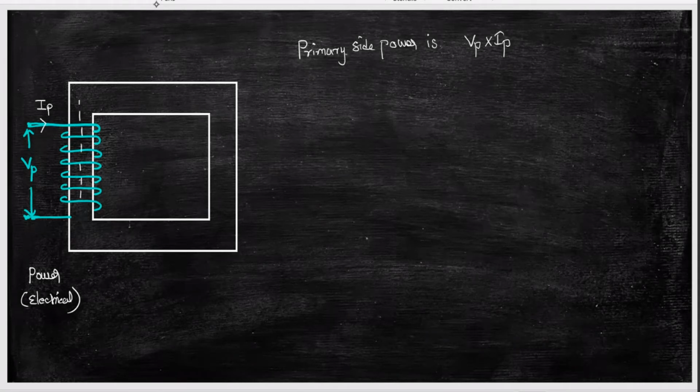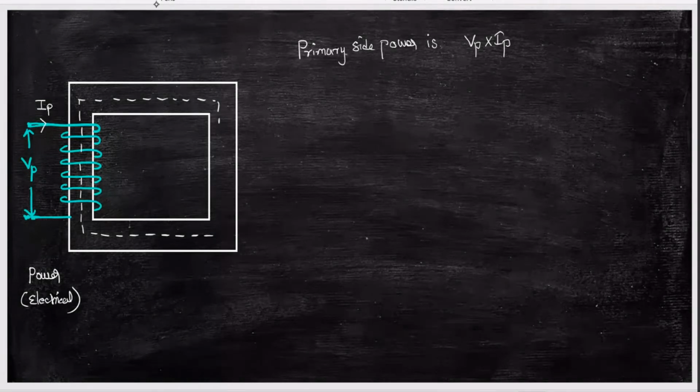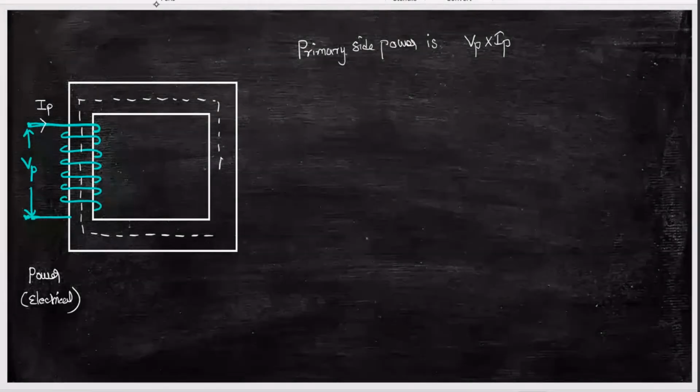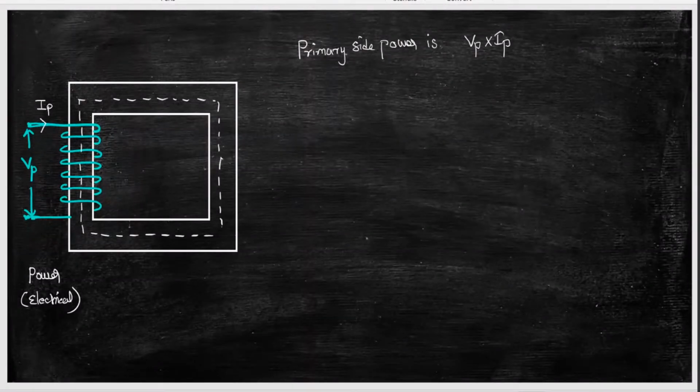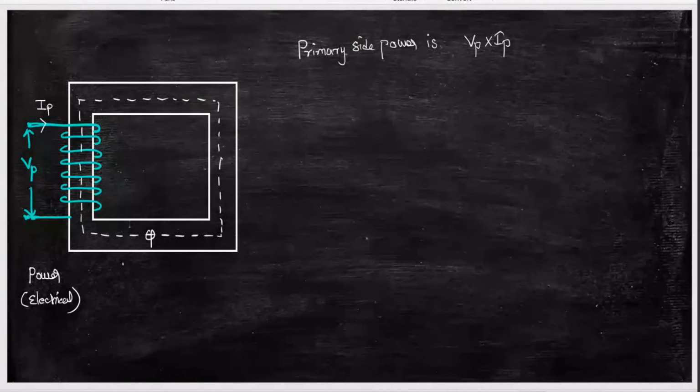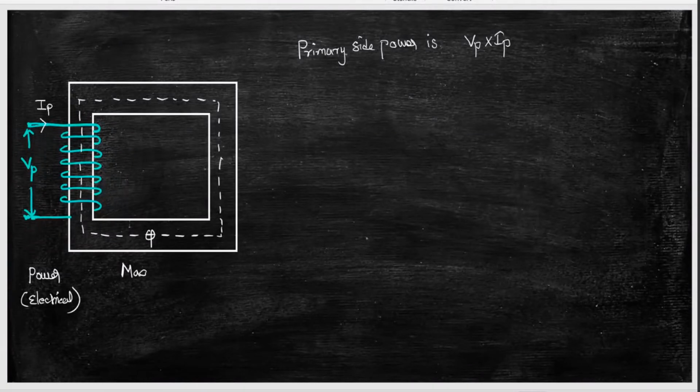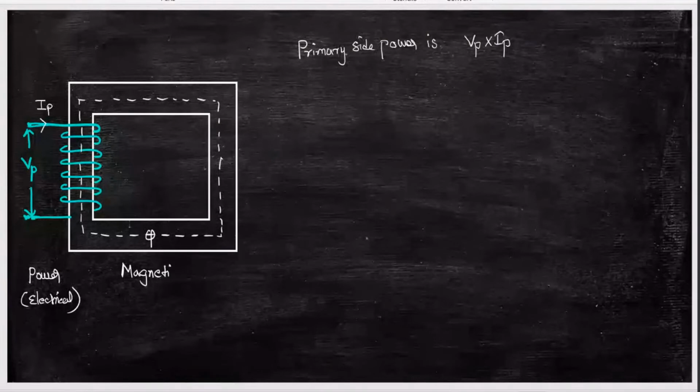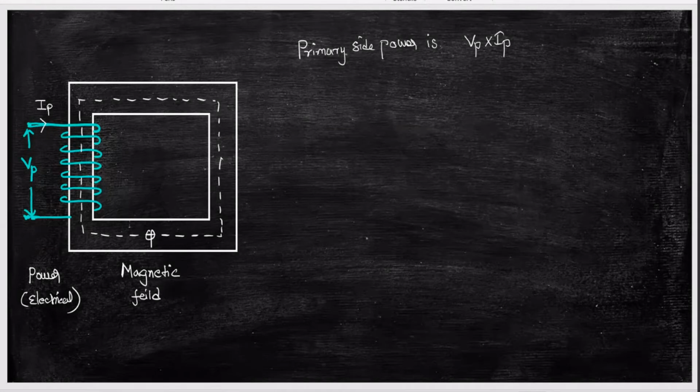What is flux? Is flux an electrical quantity or a magnetic quantity? The entire energy which you have given to the primary side is converted into flux. Can anyone tell me what flux is? Yes, the flux phi is magnetic. So the power is converted into a magnetic field. Now on the secondary side, what are you doing?